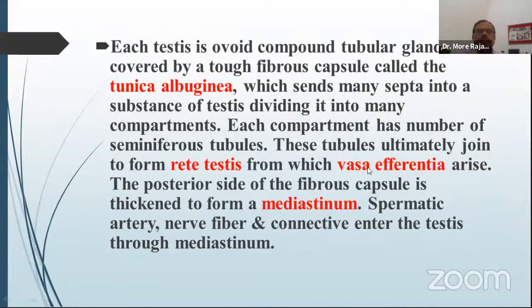As you know, each testis is an ovoid compound tubular gland. It is covered by a capsule, a fibrous capsule called the tunica albuginea. Further, it sends many septa, or partitions, into the substance of the testes, dividing it into many compartments. Each compartment consists of a number of seminiferous tubules, which ultimately join to the rete testis. Further, it forms the vasa efferentia, and the posterior side of this fibrous capsule gets thickened to form the mediastinum. The spermatic artery, as well as the nerve fibers and connective tissue, enter into the testes through the mediastinum.